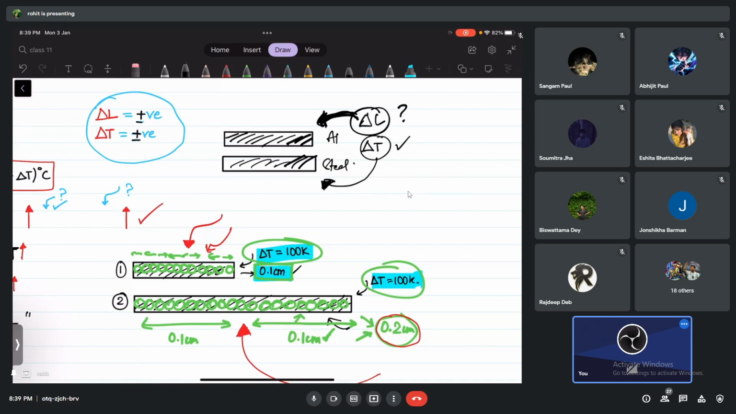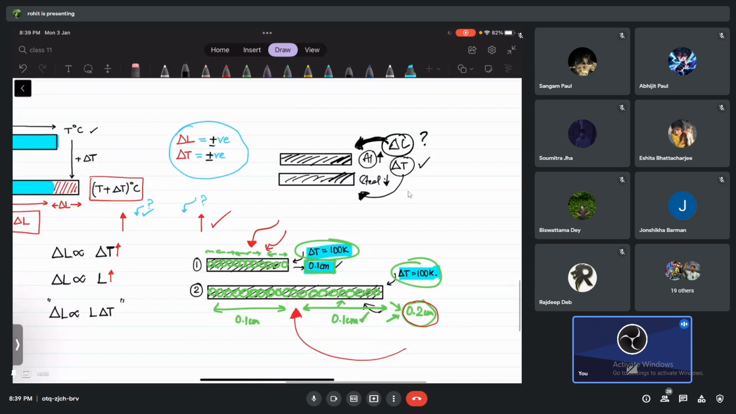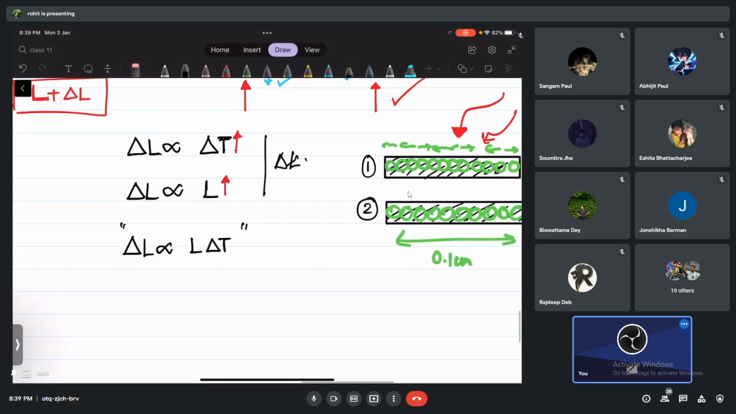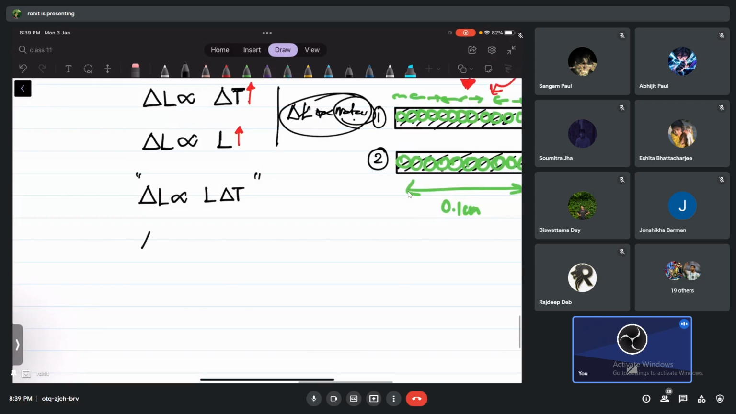I have not changed the temperature by a different amount. I have changed both of their temperatures by the same amount, but still aluminum is going to undergo what? More expansion compared to what? Steel. It is because of only one thing: they are two different materials. But in a formula we cannot write delta L depends on material, because material is not a number. So to substitute this material by a number, we bring that constant, and that constant is called alpha. Alpha delta T.